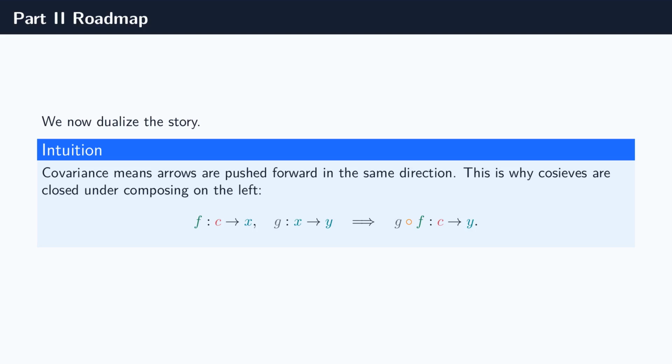The roadmap for cosieves is the mirror image of the sieve story. Covariance preserves direction. If F goes from C to X and G goes from X to Y, then the composite G after F goes from C to Y. A cosieve is a collection of arrows out of C that is closed under this operation. Once an outgoing arrow is approved, every continuation after it is approved too.